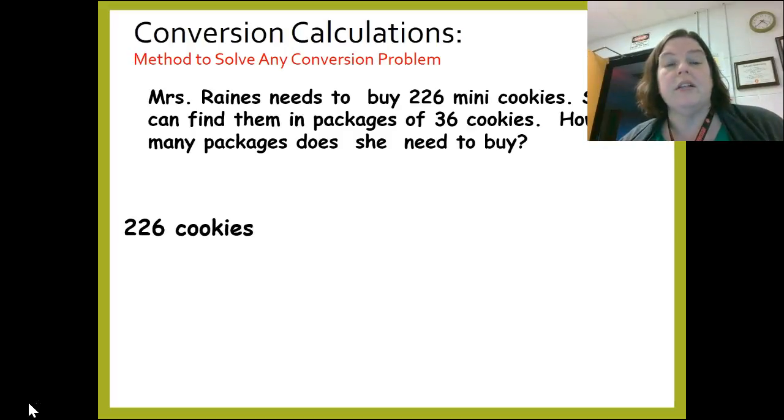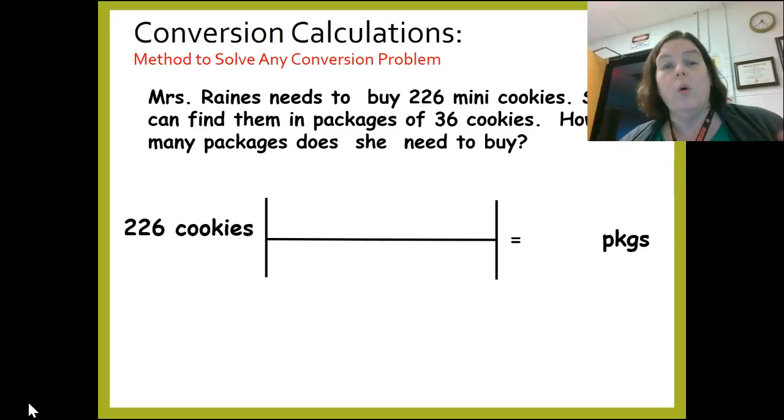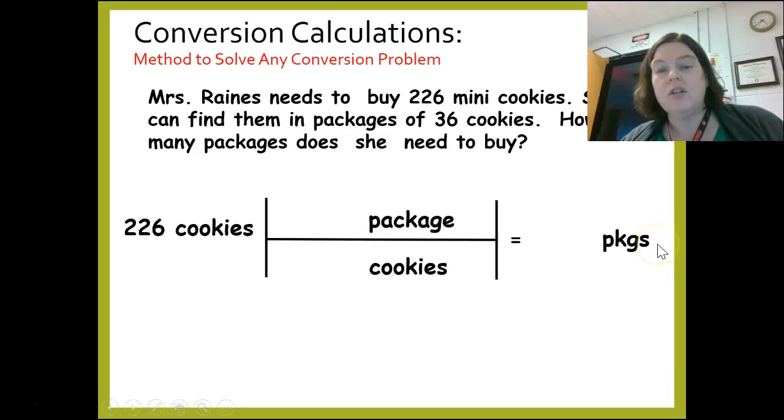So we know we have 226 cookies. I know that I need to figure out how many packages she needs to buy. I do my conversion bars. What goes on the bottom? Well, the unit that goes on the bottom is the unit I'm trying to get rid of. The unit I'm trying to get rid of is this guy right here, cookies. So I'm going to put cookies on the bottom because that's what I want to get rid of. What I'm going to put on the top is the one that I'm trying to get, which is packages. There's my packages. Now what numbers go with that? Well, we see in the problem, in a package, there are 36 cookies. So for every 36 cookies, that's 1 package. 1 package contains 36 cookies. See how that works? So cookies cancel out because I designed it like that.